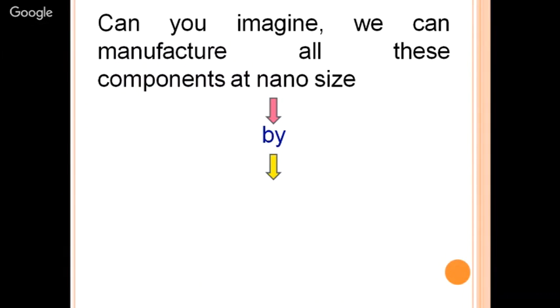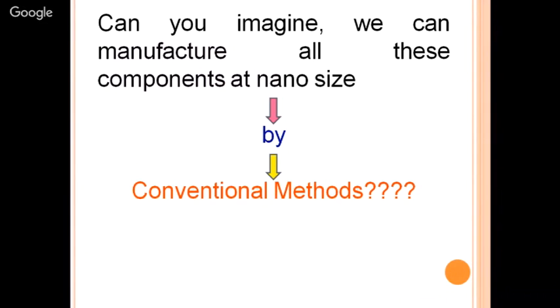So this is the question. Can we manufacture all these components at nano size by conventional methods? Conventional methods mean lathe machine, turning, drilling, boring, milling, grinding, etc. So dear friends, the answer is a big no. It's not possible to manufacture these components by our conventional methods. This is one challenge. The size is reducing day by day, and we are not able to manufacture these very small components at micro scale or nano scale by conventional methods.